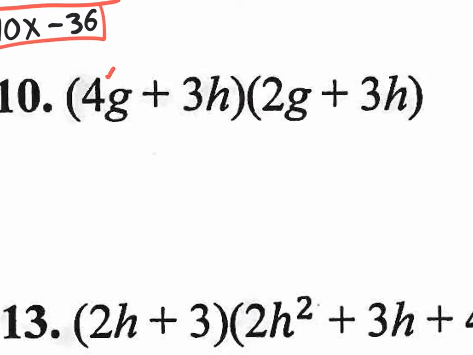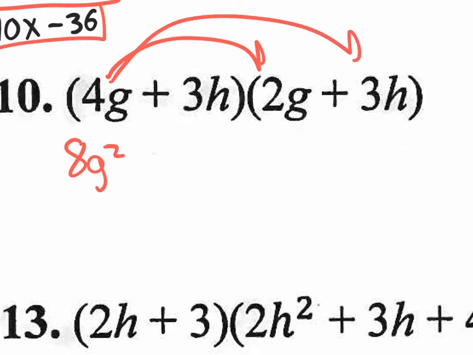Again, distributing 4g times 2g. 4 times 2 is 8. And g times g is g squared, right? Coefficient 4 times coefficient 2, that's 8. Variable g times variable g is g squared. Let's distribute that 4g to the other one. 4g times 3h. Well, you have 4 times 3. Again, the coefficient 4 times the coefficient 3. What's that?